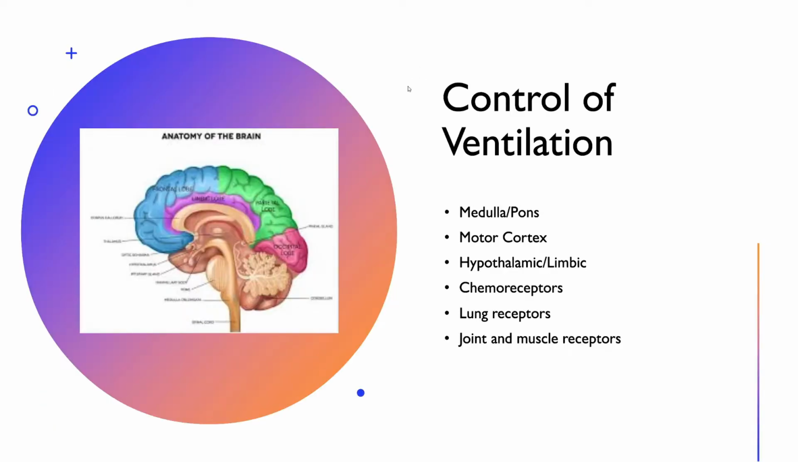All right. How do we control ventilation? Well, there are different types of ventilation, as you might guess. Most times you're not even thinking about breathing. It just seems to be regulated automatically. And that is true. There is an automatic component to ventilation regulation. That type of breathing is regulated by the medulla and the pons.